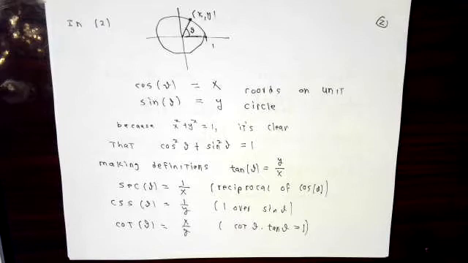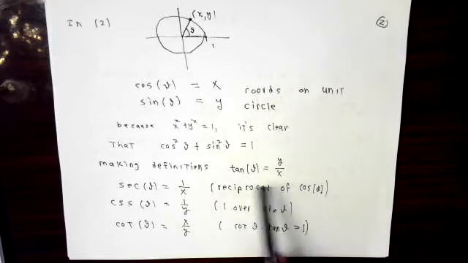If I tell you the angle, that tells you the point, and I'm going to define cosine of theta to be the x coordinate of that point, and sine of theta to be the y coordinate of that point. Since we're on the unit circle, it's obvious then that cosine squared theta plus sine squared theta has to be 1, no matter what angle theta you're talking about. And then we make some definitions.